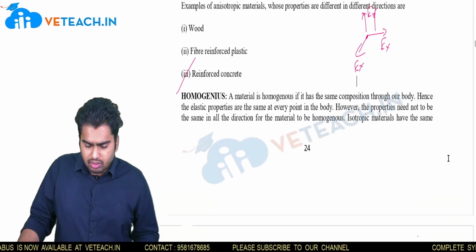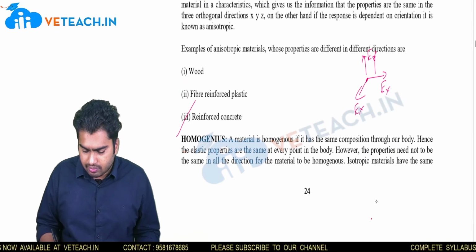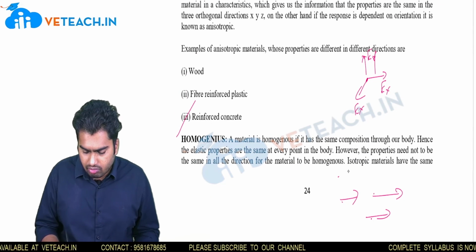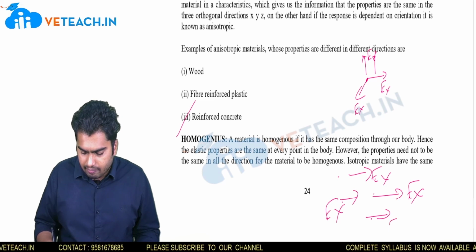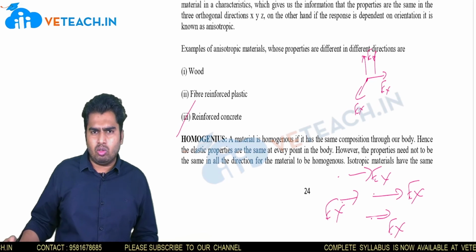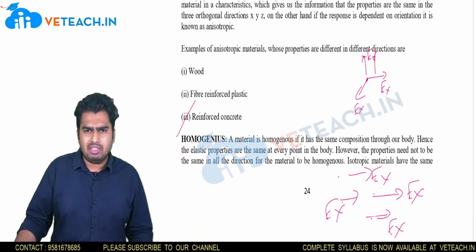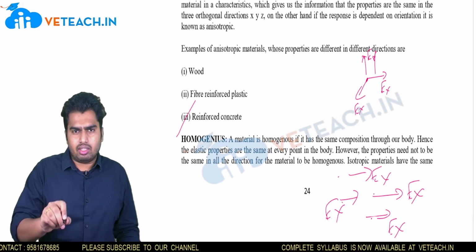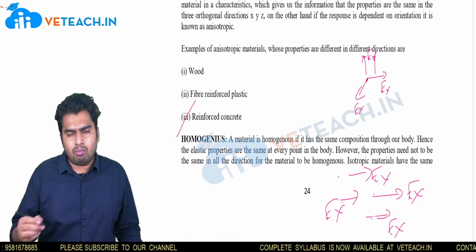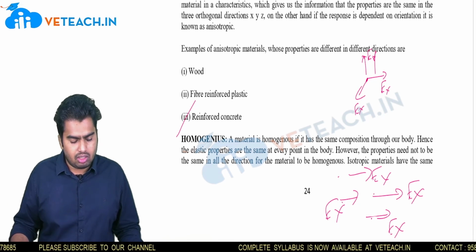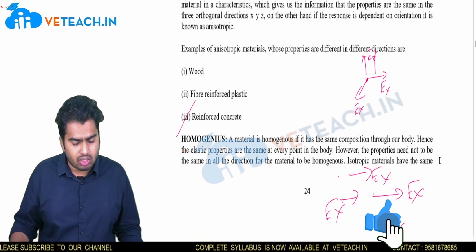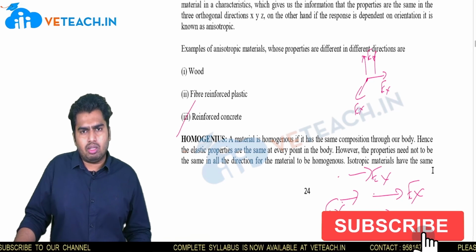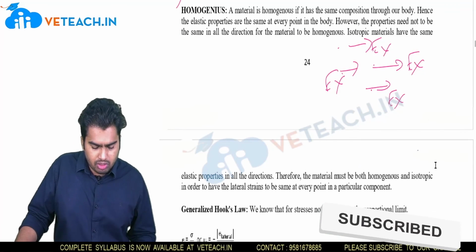And homogeneous means that for all points in only one direction, the material properties are equal. In only one direction, either x or y or z, the material properties are equal. And isotropic means at a point, in all directions, the material properties are equal. For homogeneous material, for all points in one particular direction, the material properties are equal. This is about isotropic property and homogeneous property.